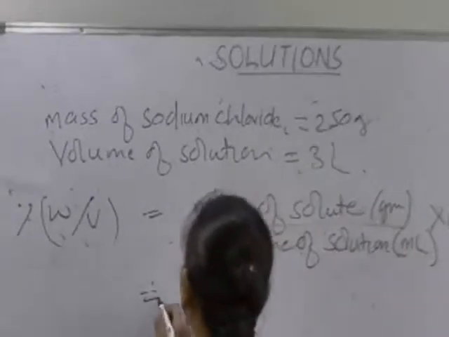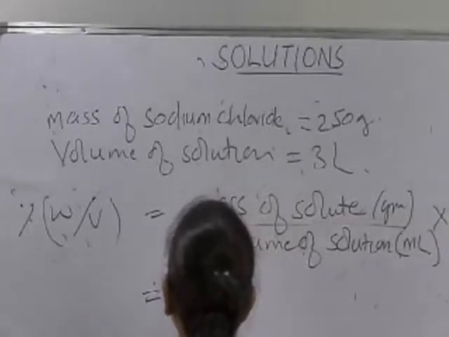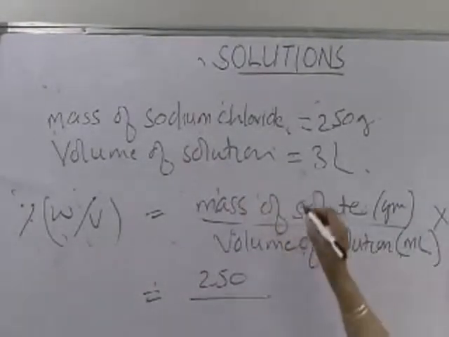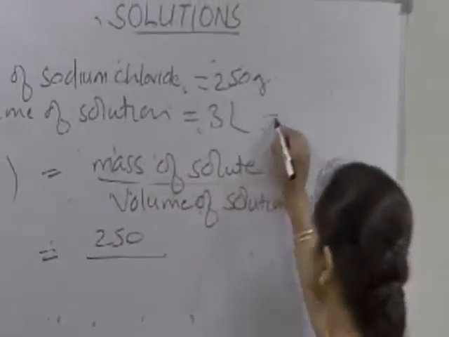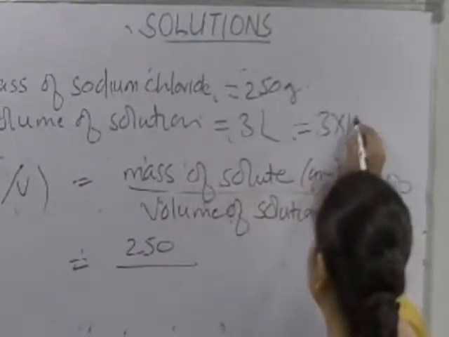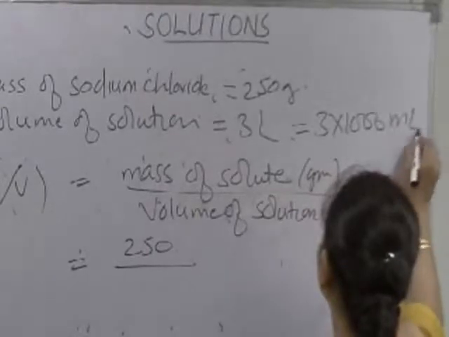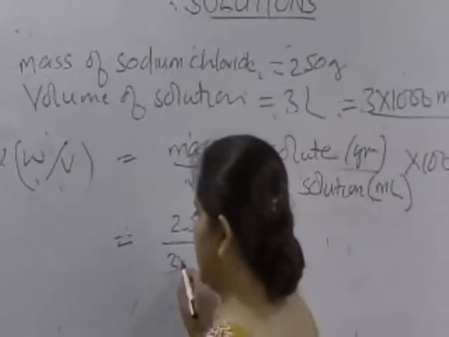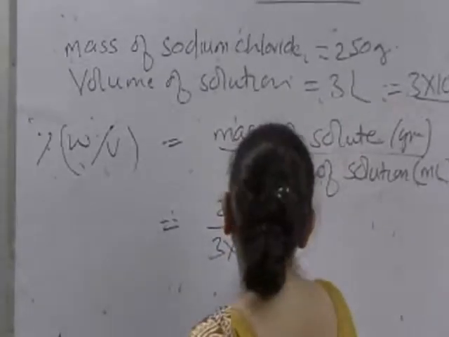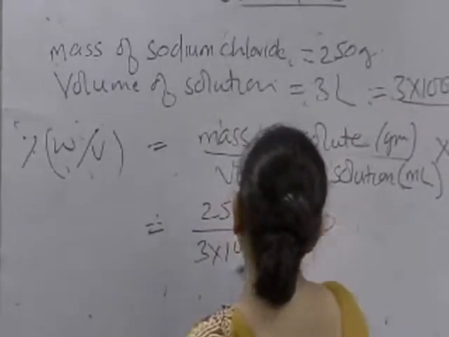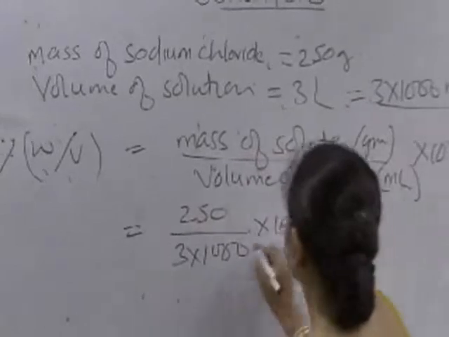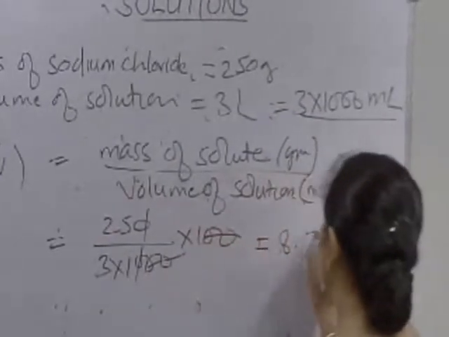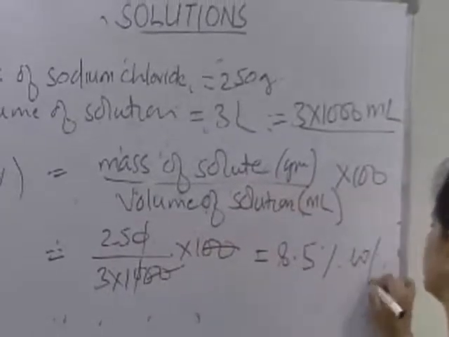If you substitute the values over here, the mass of sodium chloride is 250. The volume of the solution given over here is in liters. So if you convert it into ml, that is, you multiply by 1000, this is the volume in milliliters. So it is 3 into 1000, into 100. And this comes out to be 8.5% mass by volume.